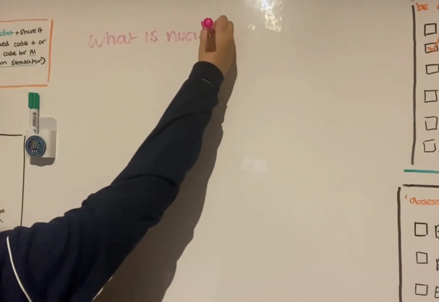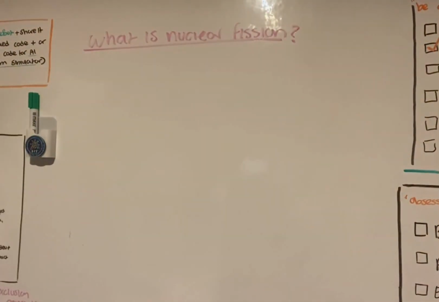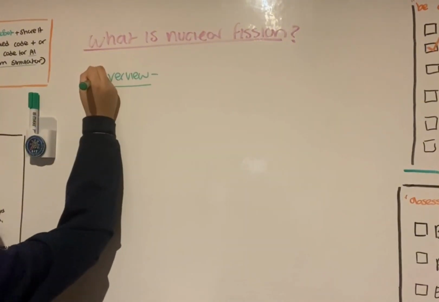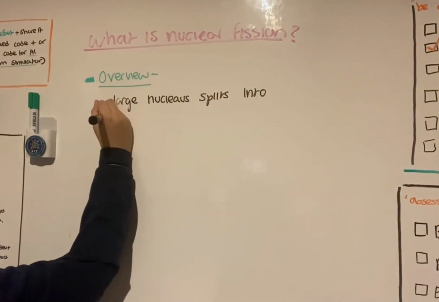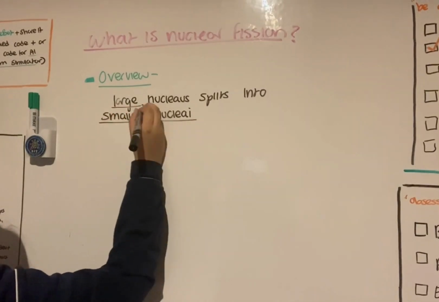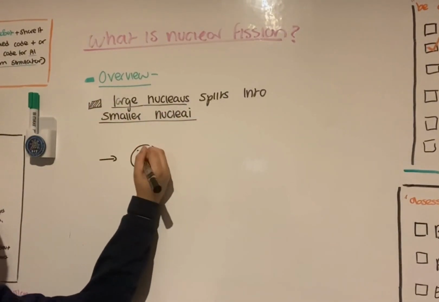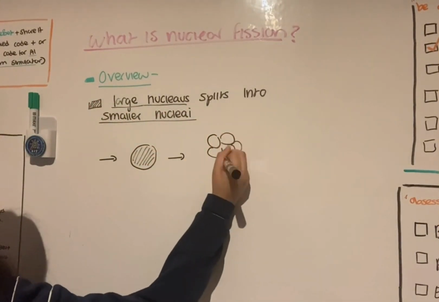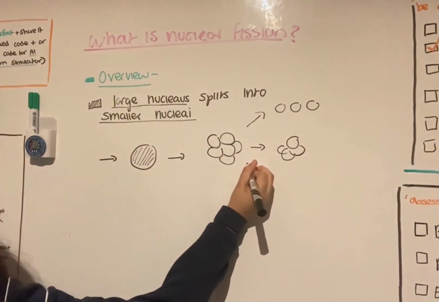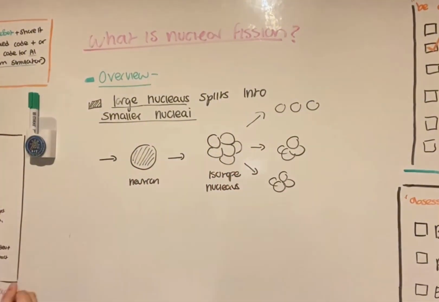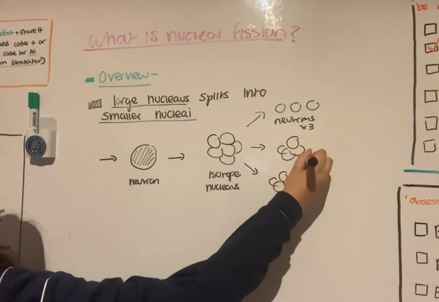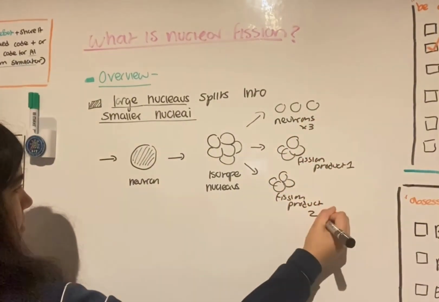So let's begin with the basics. What is nuclear fission? Well, at an overview, nuclear fission is when a large nucleus splits into smaller nuclei. This typically happens when a neutron hits a large atom, usually uranium-235, and gets absorbed into its nucleus. The nucleus becomes unstable and splits into two smaller atoms called fission products. This split also releases a huge amount of energy, as well as 3 more neutrons, which can go and hit other uranium atoms, causing a chain reaction.